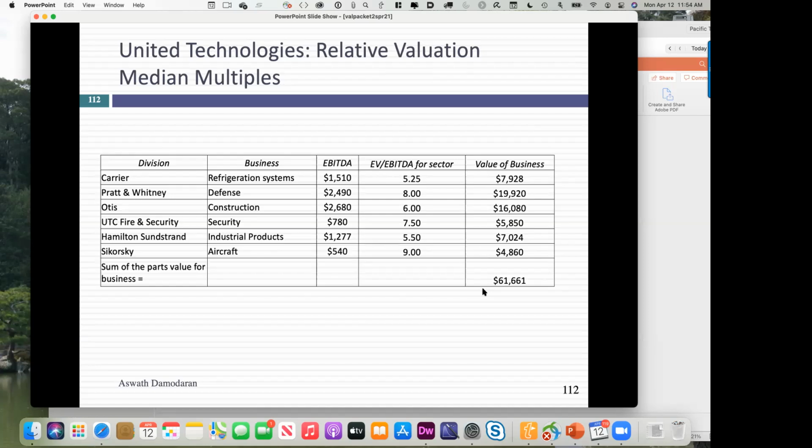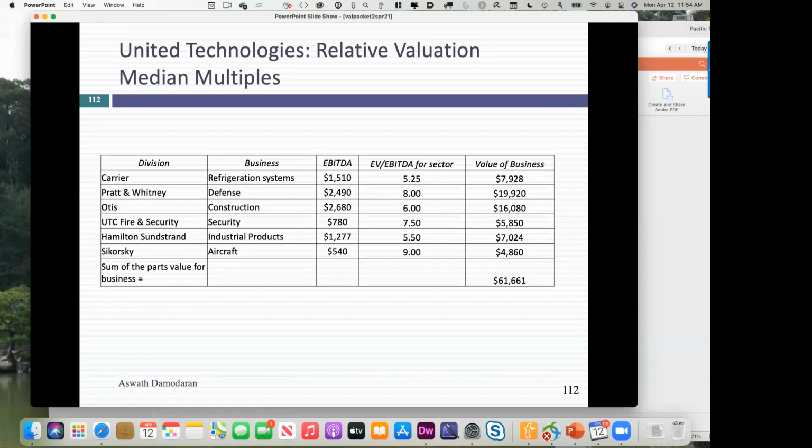My sum of the parts pricing for United Technologies using just the multiple is very rough. So if you gave me 5 minutes, the end of dinner, and said, what would you do as a pricing? Well, 61.6 billion or 61.7 billion would be about my estimate.